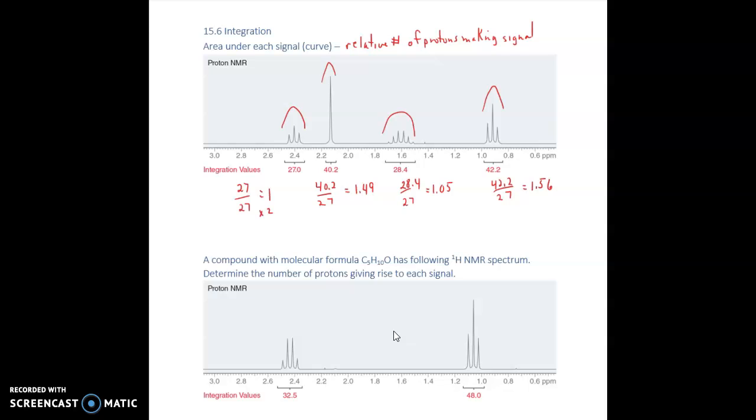So 1 times 2 will give us 2. 1.5 times 2 will give us 3. 1 times 2 will give us 2 here, and 1.5 times 2 will give us 3 here. Remember, these are the relative number of protons, not the actual number. A lot of times we'll be given a formula, and then you can figure out how many actual protons there are in your compound. So let's look at some more examples.